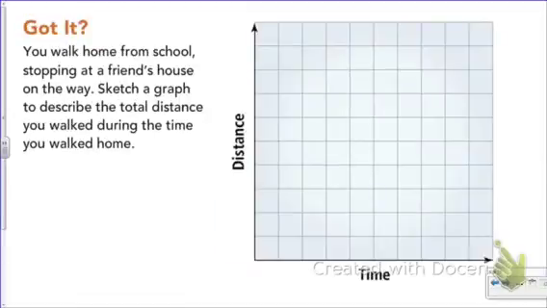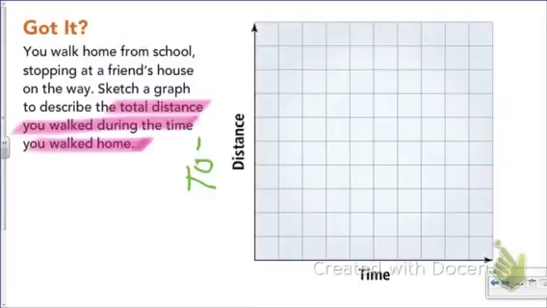This one is a got it. You walk home from school, stopping at a friend's house on the way. Sketch a graph to describe the total distance you walked during the time you walked home. Here's the difference. I want the total distance you walked during the time you walked home. So if it's total distance, it's not like those other graphs we've done. The other graphs were distance from home. So let's say you walk home from school. So here at time 0, you're at school.